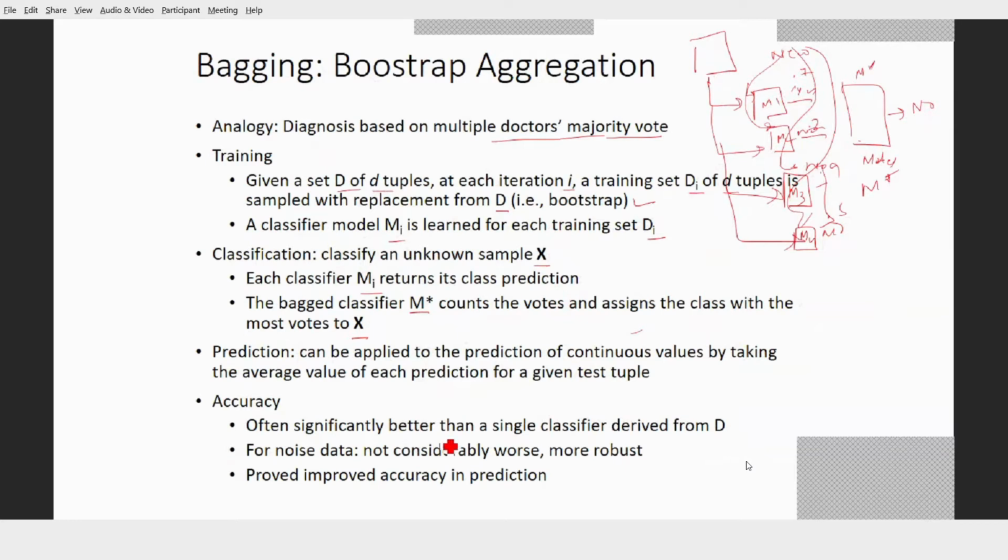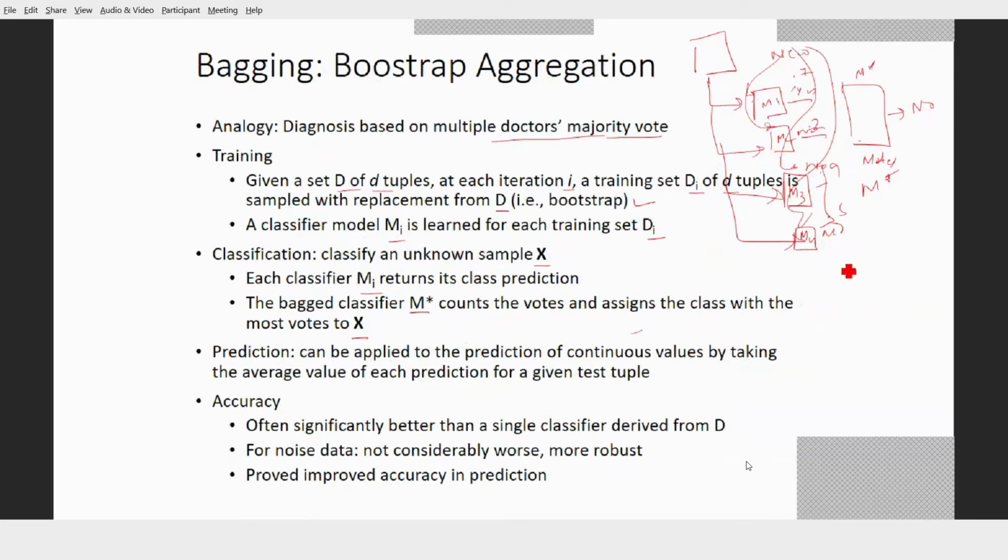Accuracy is usually better than a single classifier. For noisy data, it is not considerably worse. Why is it not worse on noisy data? For the reason that averaging always eliminates the effect of noise. Averaging will always help.